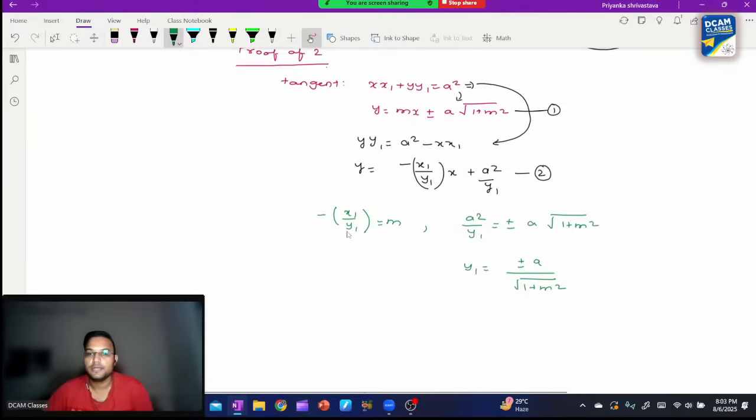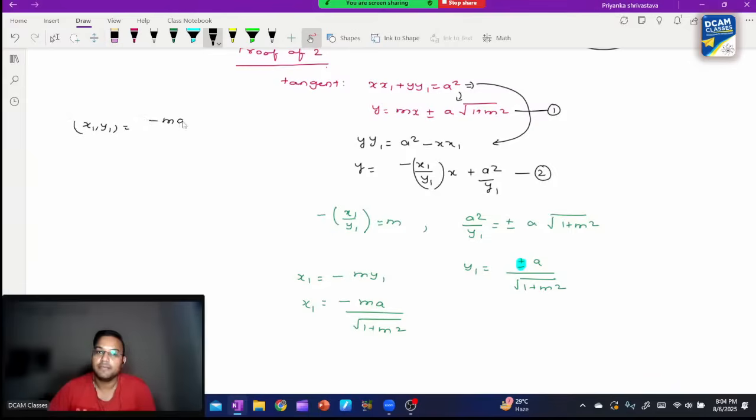To get the x1 coordinate, put in this: x1 is equal to minus m y1. So minus m a by root over 1 plus m square. See here, this is important. You have taken plus or minus. But remember, when you have 2 points, x1, y1 can be either minus ma by root over 1 plus m square, comma a by root over 1 plus m square. The second possibility is ma by root over 1 plus m square, comma minus a by root over 1 plus m square.